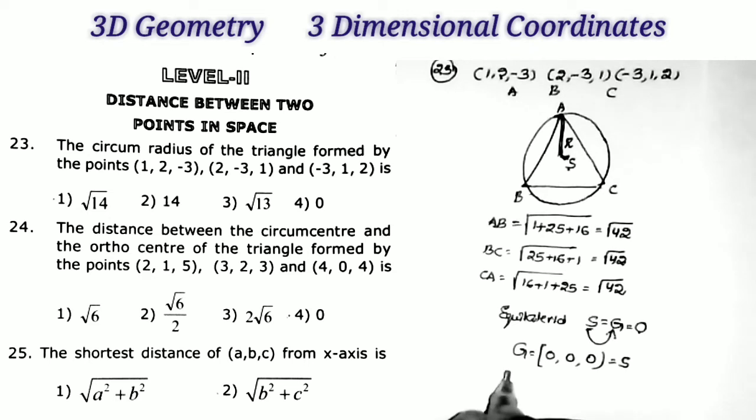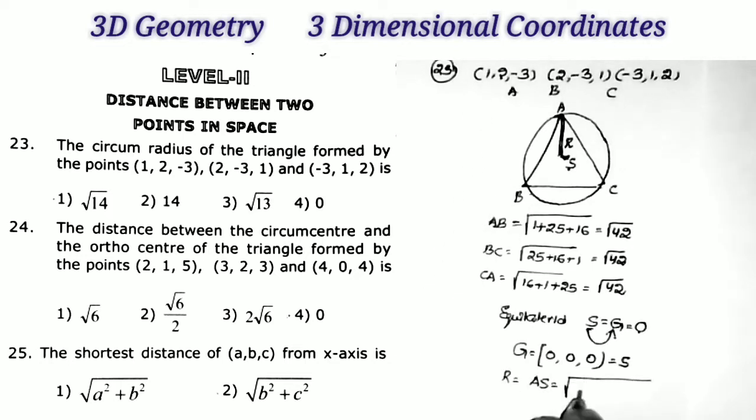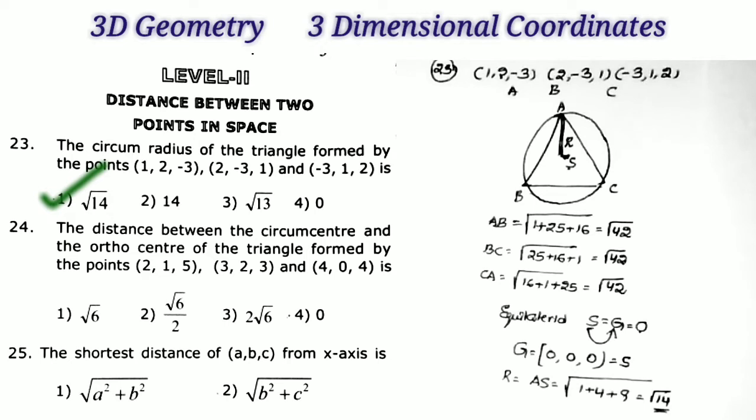Now what is the circumradius? R is equal to AS, the distance from the vertex to the circumcenter. That is the square root of (1 minus 0) whole square plus (2 minus 0) whole square plus (-3 minus 0) whole square, that is 1 plus 4 plus 9, which is root 14. Therefore, the circumradius is root 14, and that is the first option.